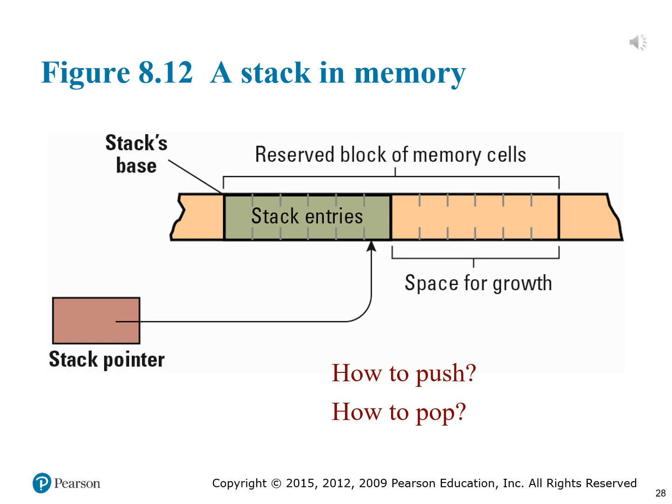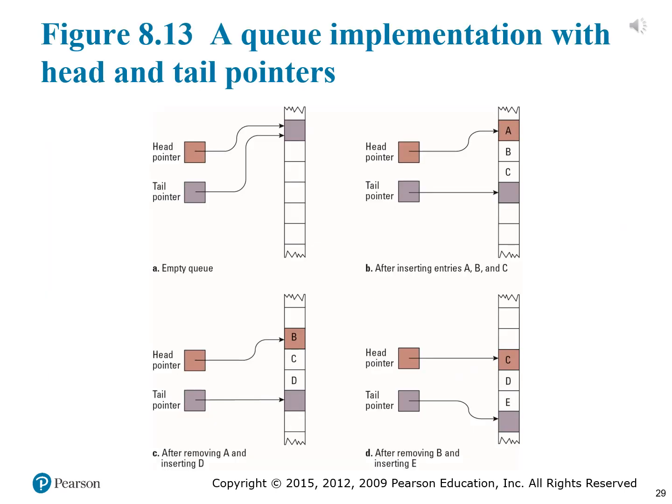To keep track of this location, its address is stored in an additional memory cell known as the stack pointer. You might have heard the term stack pointer before. Essentially, the stack pointer is a pointer to the top of the stack. Note that a queue is a FIFO data structure.